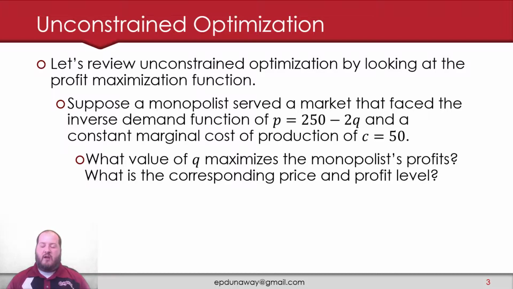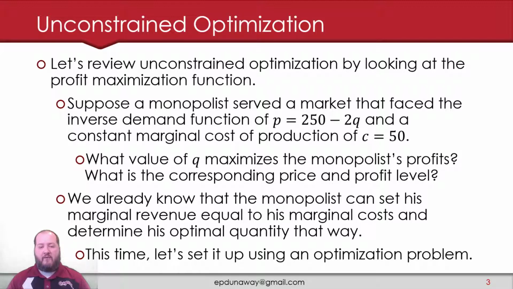But anyways, at the same time, the monopolist is also going to face a constant marginal cost of production of C equals 50. So my question is, what value of Q maximizes the monopolist's profits? What is the corresponding price and profit level? This is a very common problem you will be asked to solve in economics. So let's work through it.